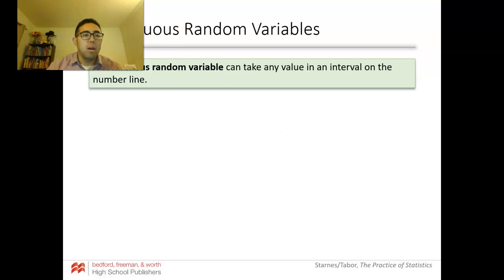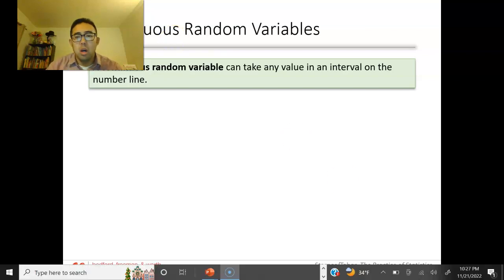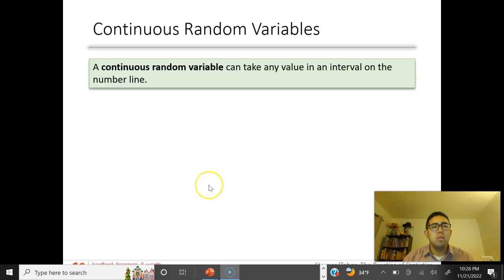So we're going to talk about continuous random variables, and how they're different than discrete random variables. The biggest difference, and I touched on it yesterday when I was talking about discrete random variables, is that continuous random variables can take on any value within an interval on the number line.